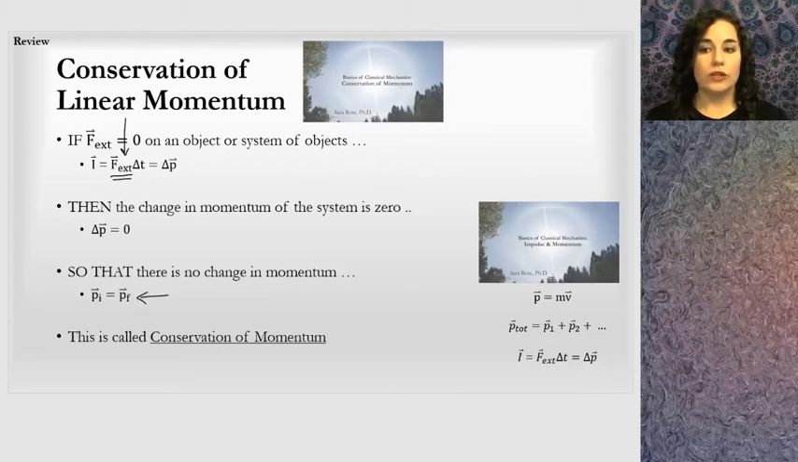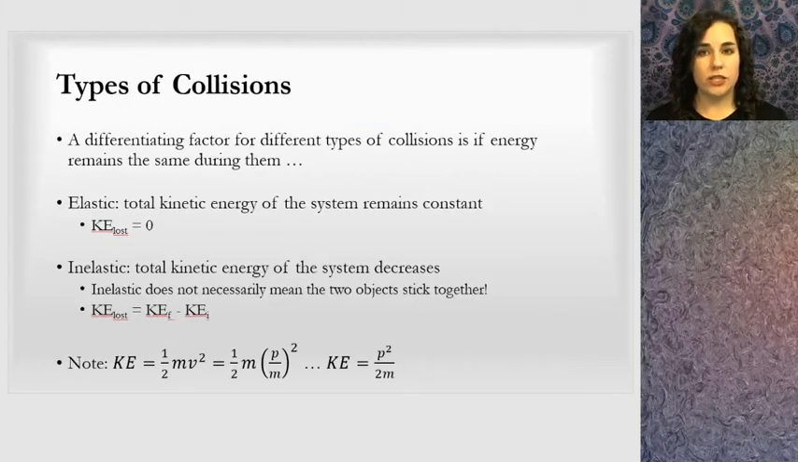So when we look at collisions, as I just mentioned, there's complex things going on. There's a sound created. There's often some friction between the objects. It may cause some deformation or heat to be created. And so there's energy transfer. You might notice that. And this brings us to the different types of collisions. A differentiating factor for different types of collisions is the energy remaining the same during them.